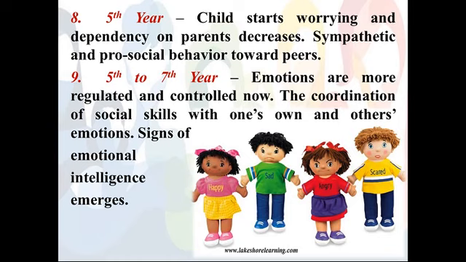As I told earlier, up to 24 months or 2 years, emotions are largely uncontrolled. But when the child enters the sixth or seventh year, emotions are more regulated and controlled. The coordination of social skills with one's own and others' emotions improves. And this is the point, dear friends, fifth to seventh years, where signs of emotional intelligence emerge.